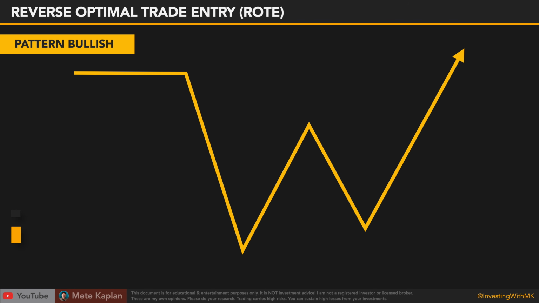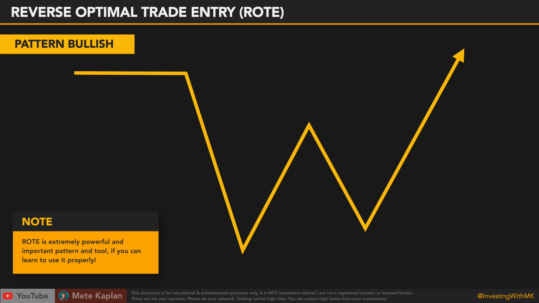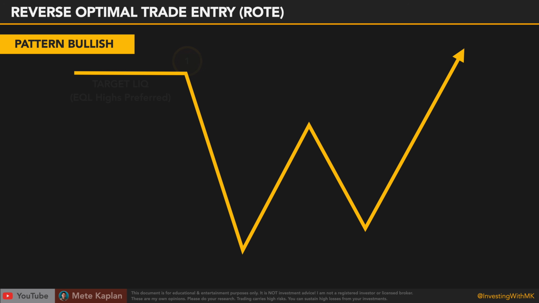Let's remember one of the most important and powerful trading patterns in the world, reverse optimal trade entry, ROTE pattern. Let's check out the bullish pattern first. Reverse optimal trade entry starts with finding the target, and the best target in the world is equal lows and highs. However, this is not a rule. Any proper liquidity like trendline liquidity can be used with ROTE.